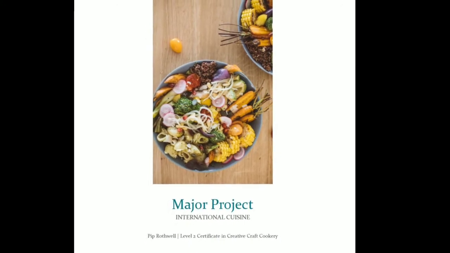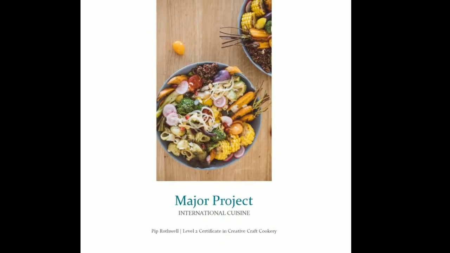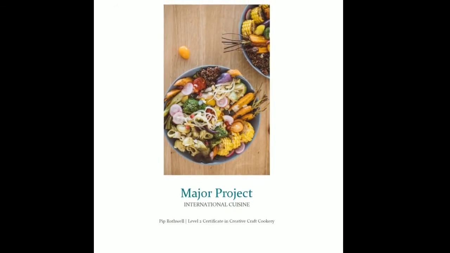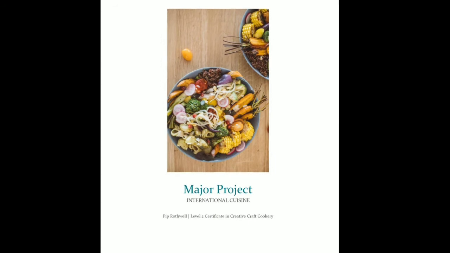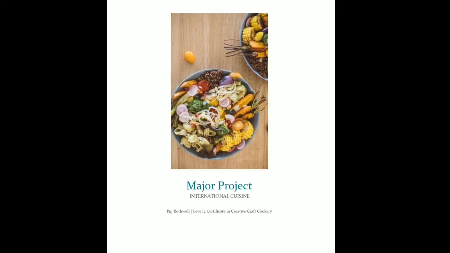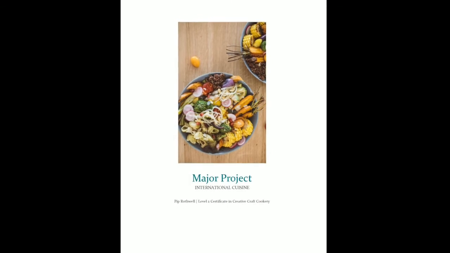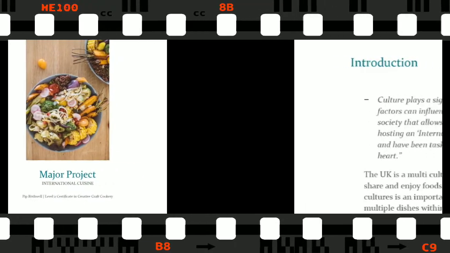Start off with a front cover, clearly labelling this as your major project. You should also include your name and the name of the qualification that you're doing. You could include an image, or you could leave this blank until you've actually completed your final cook and use that as an opportunity to showcase a picture of your final cook.